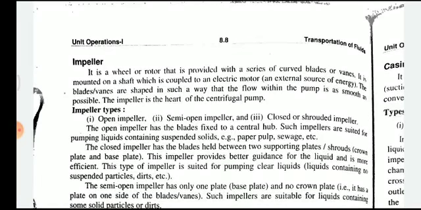Now, in the centrifugal pump, we have to focus mainly on the impeller. All these things are happening on the impeller. Without the impeller, it was not possible. So the impeller plays the main key role in the centrifugal pump. The impeller is a wheel or a rotor that is provided with a series of curved blades or vanes.